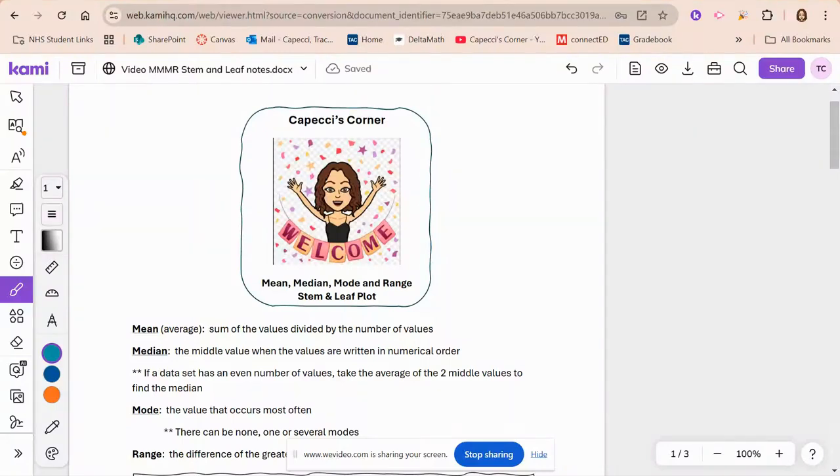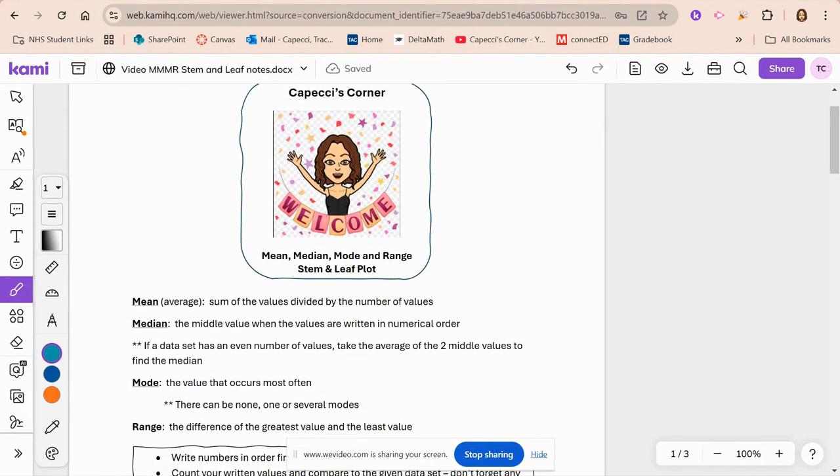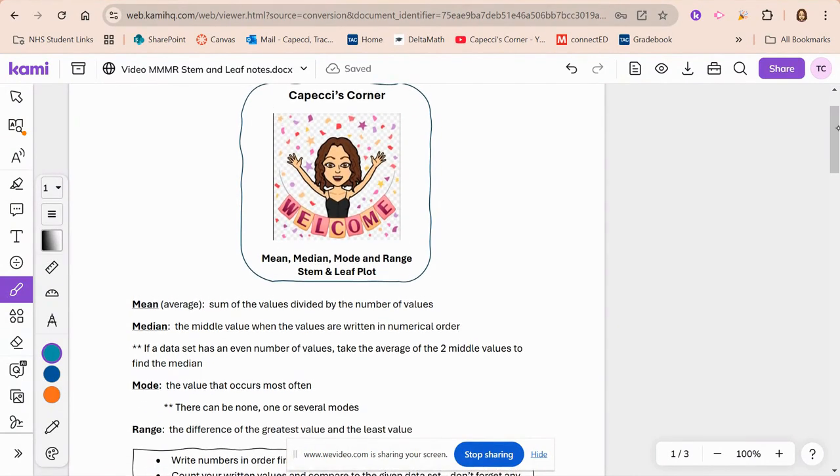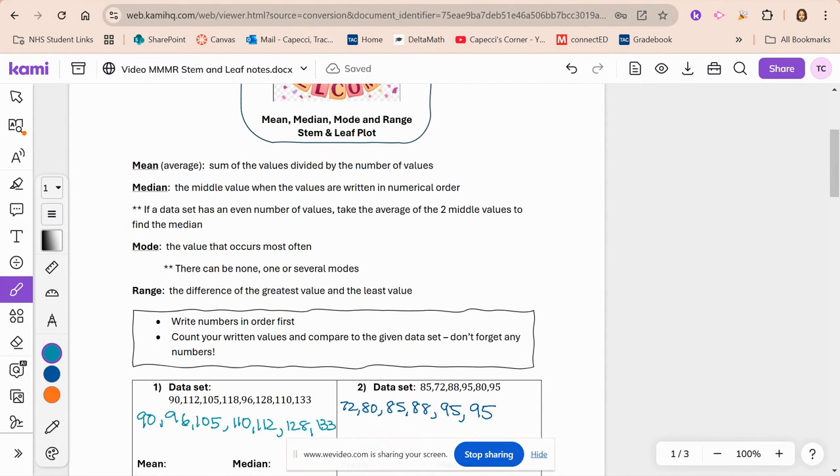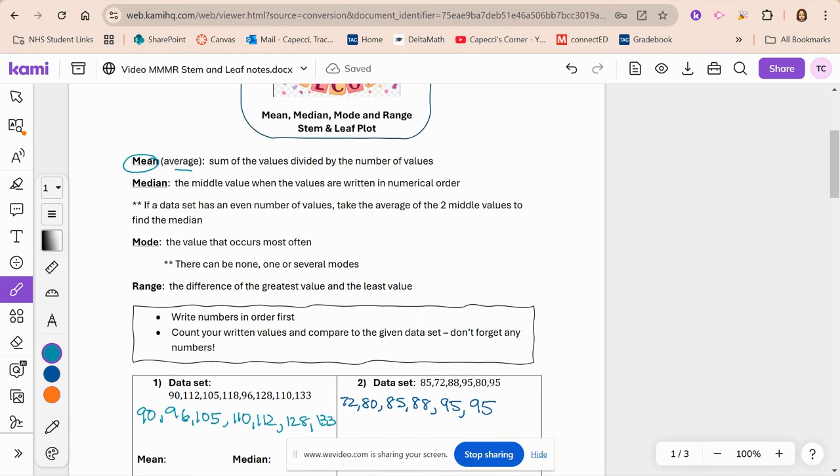to start looking at some data analysis topics. So we're going to look at mean, median, mode, and range, and then we're going to take a look at stem and leaf plots. Okay, so the first word is mean. That is the average. It's the sum of the values divided by the number of values. That's how you would find your average in school of your test scores or something like that.